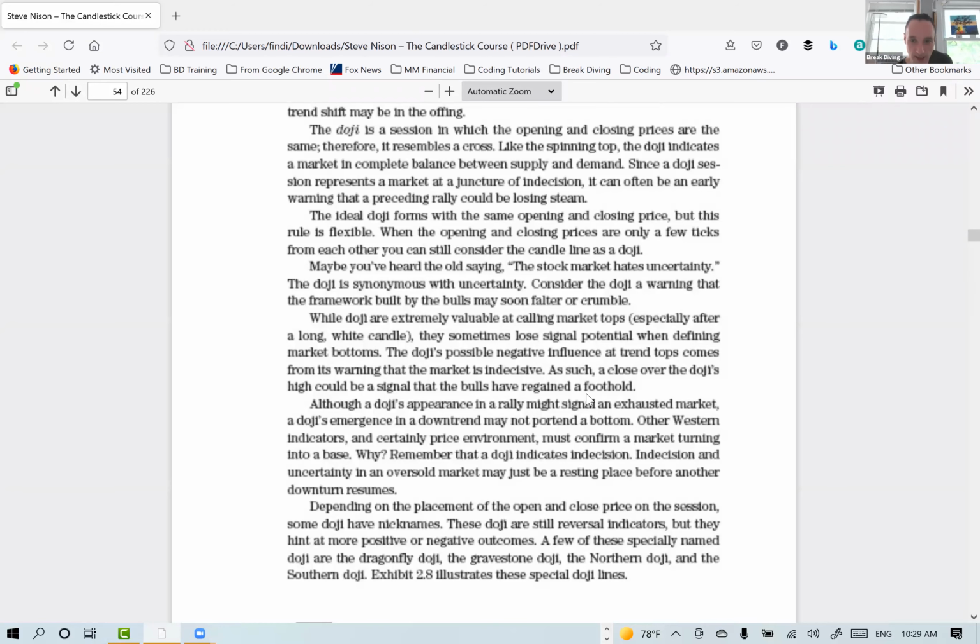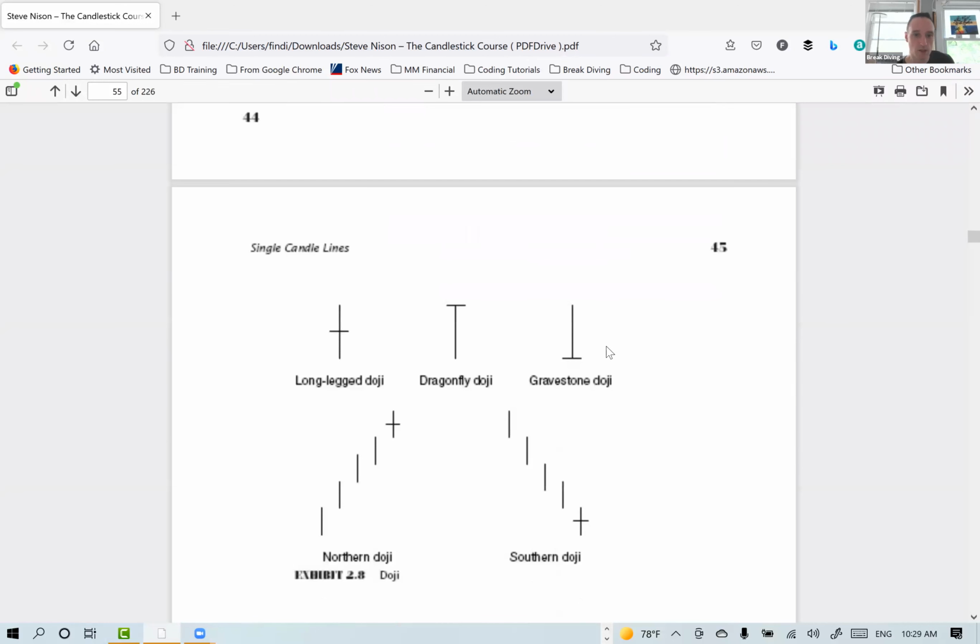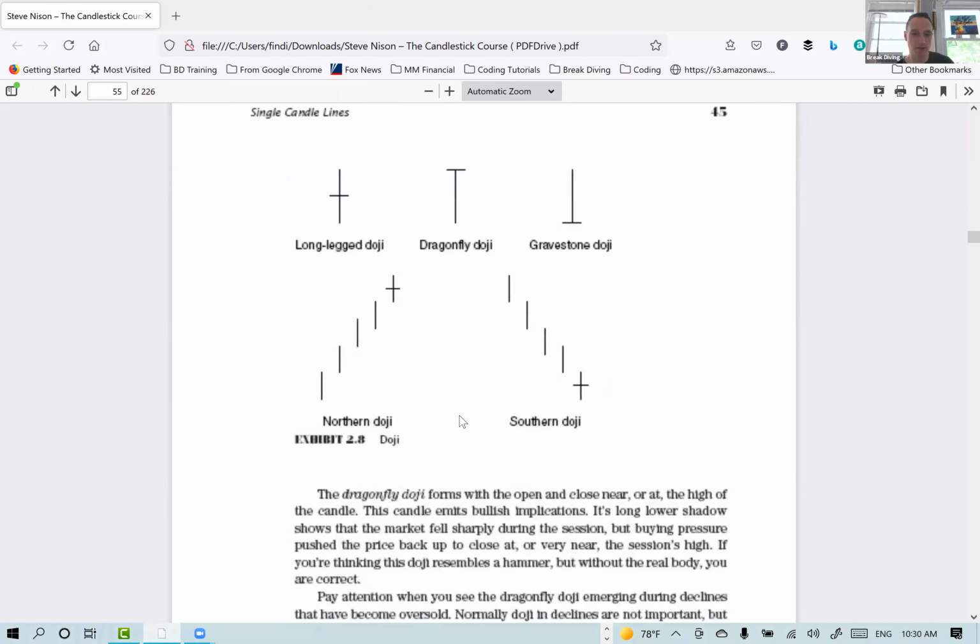All right, and so here are the different dojis: long-legged doji, dragonfly doji, gravestone doji, northern and southern. I want to write those down. Long-legged, dragonfly, gravestone, northern and southern. If you're watching, you should be taking notes too. I forget what all of these are, so we're gonna have to read.